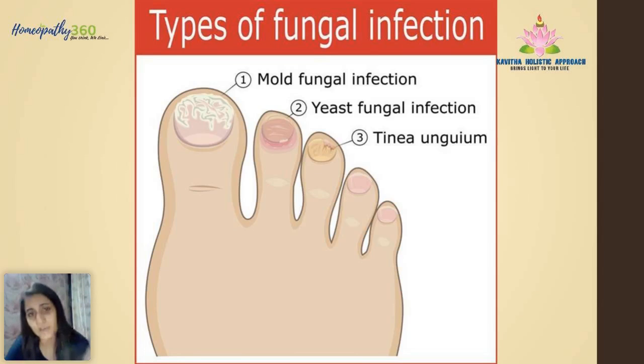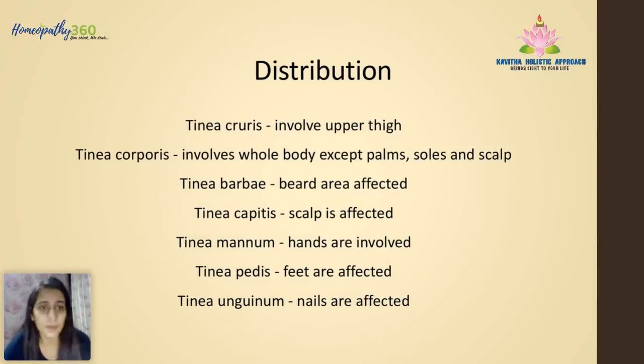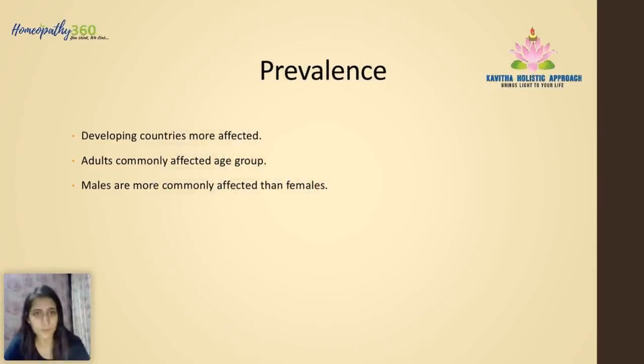So you can differentiate tinea from mold infection or yeast infection in nails. It is totally yellow in color, very dirty looking, and the nail would be almost damaged when you talk about tinea unguium. So this is already discussed.